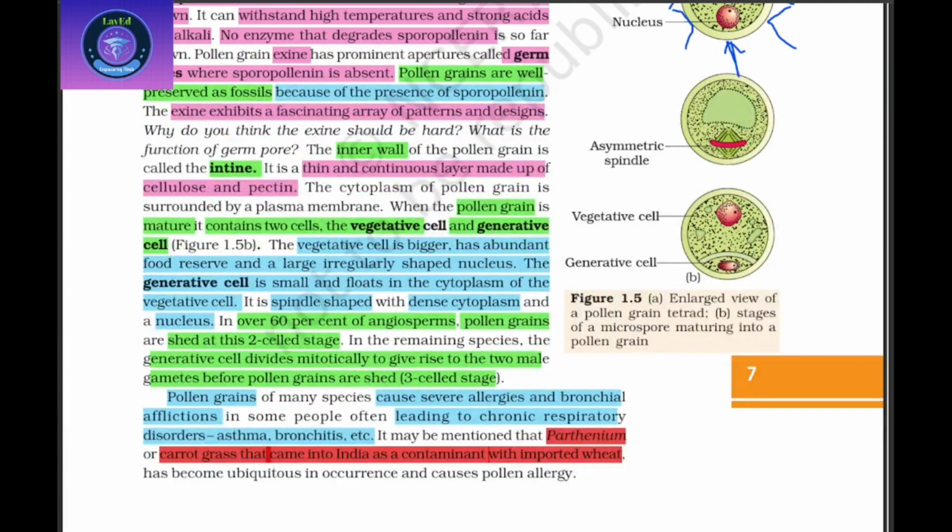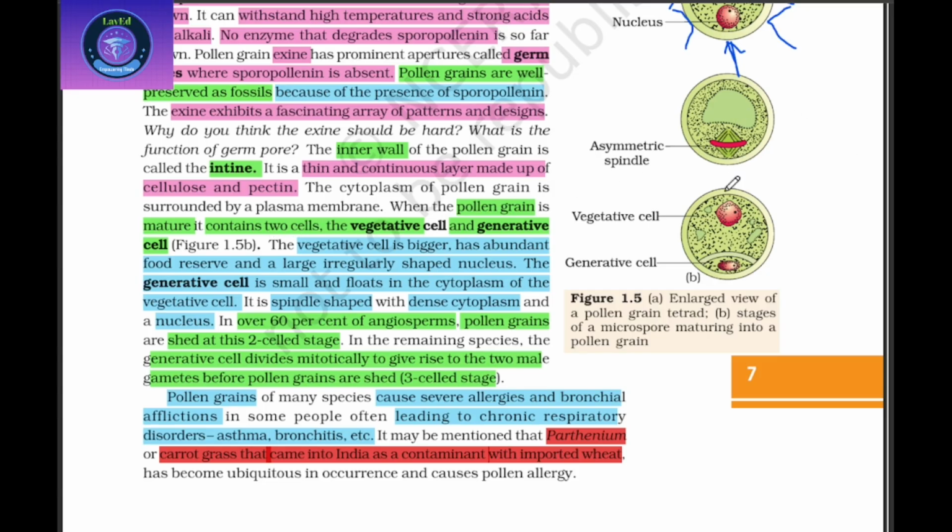The inner layer of the pollen grain is called the intine. The outer layer is the exine. The inner layer is the intine, a thin continuous layer made up of cellulose and pectin. The cytoplasm of the pollen grain is surrounded by it. When the pollen grain matures, it contains two cells.